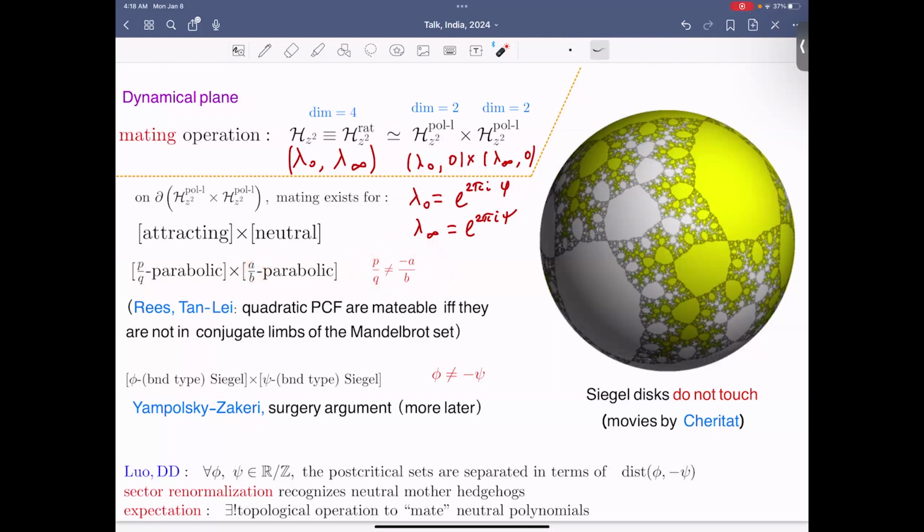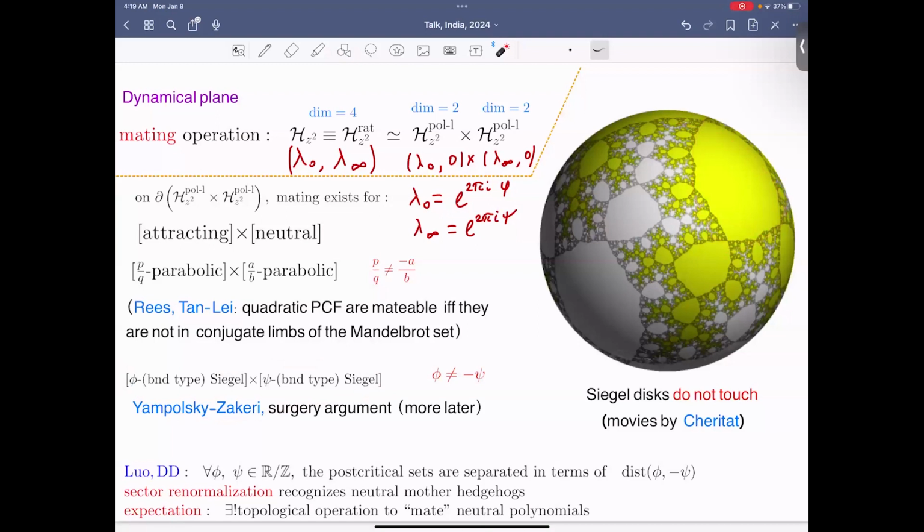This is by Mary Rees and Tan Lei, and in fact they proved it for postcritically finite maps in limbs of the Mandelbrot set. But the mating also exists for Siegel maps of bounded type on the boundary. So if phi and psi are of bounded type, and I'll give a definition a bit later, then the corresponding quadratic polynomials can be mated.